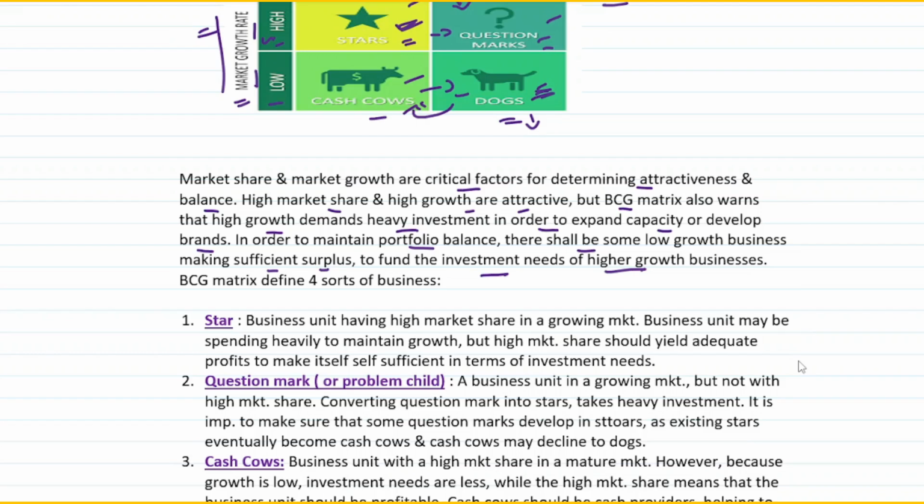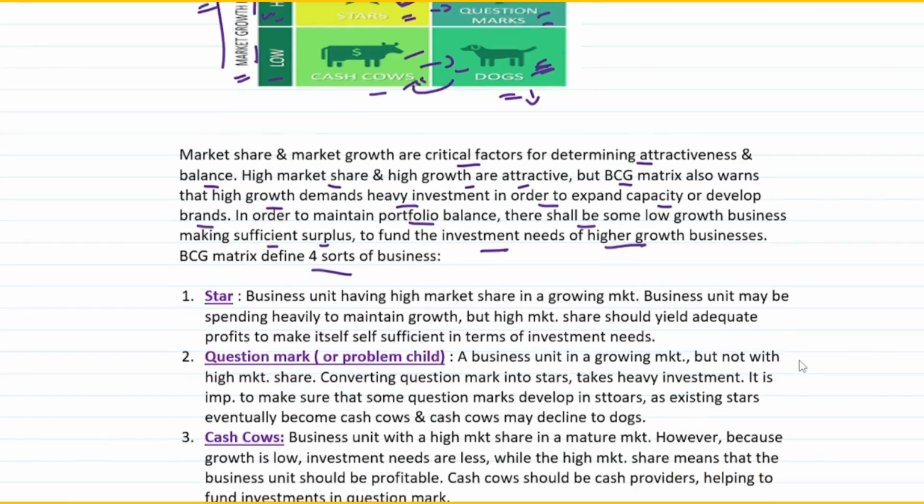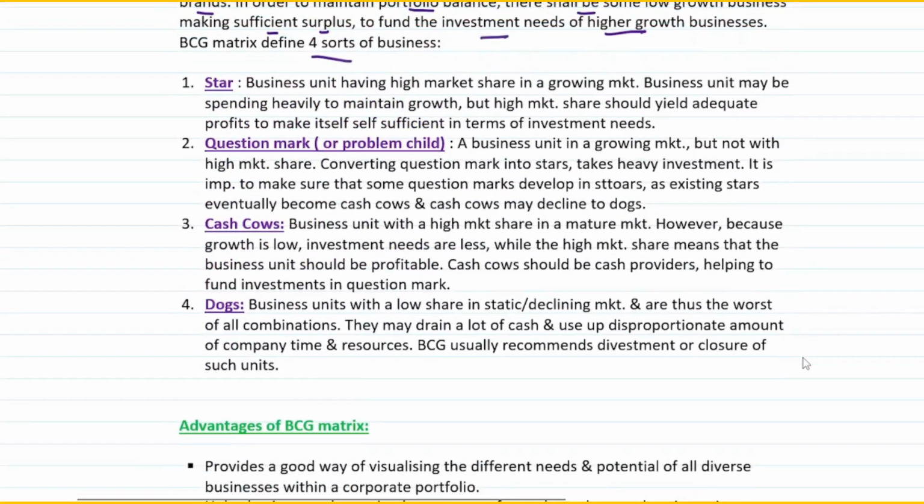Now the BCG matrix defines four sorts of businesses, so that's what we are going to understand now. The first one is star. What does star tell you? Star says a business unit has high market share in a growing market. That's what we have discussed already. The business unit may be spending heavily to maintain growth, but high market share should yield adequate profits to make itself self-sufficient in terms of investment needs.